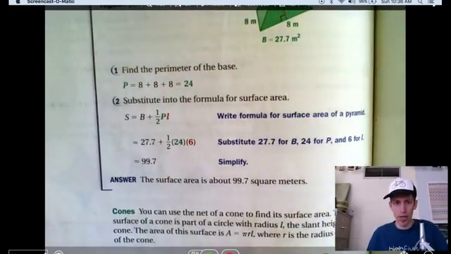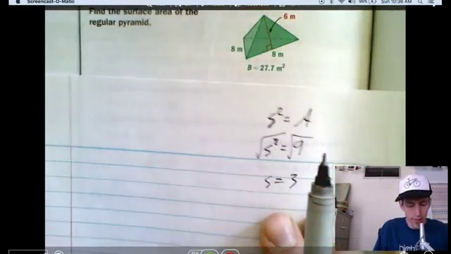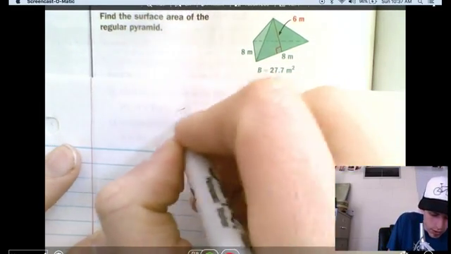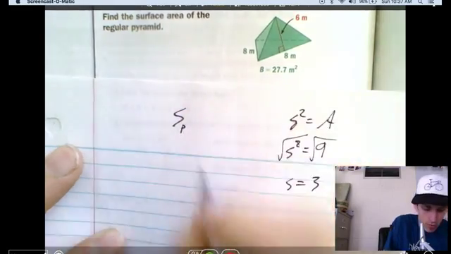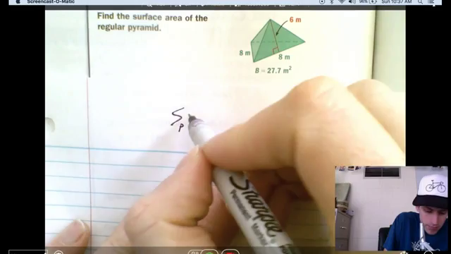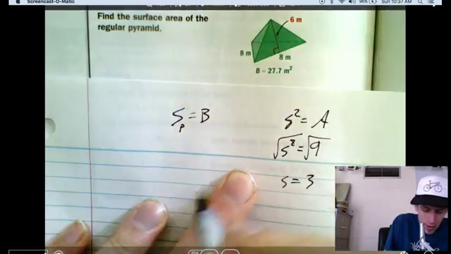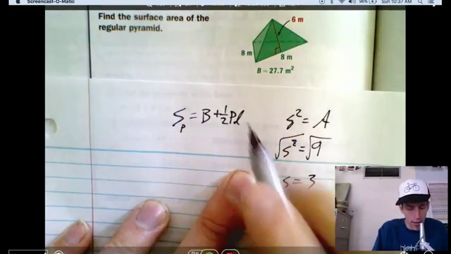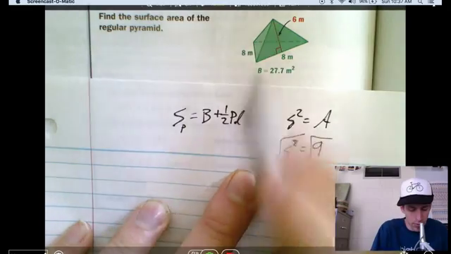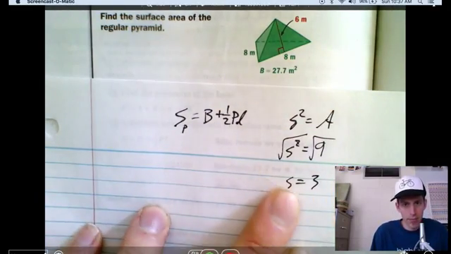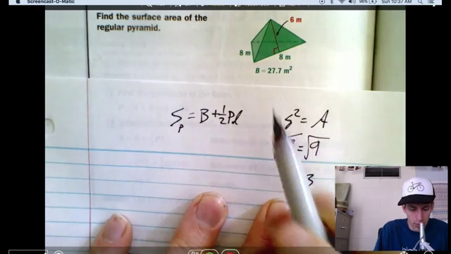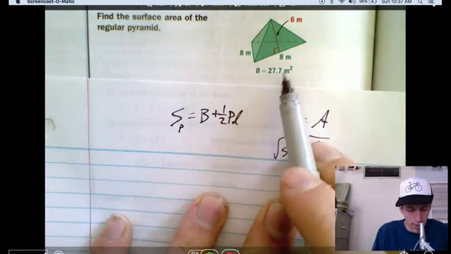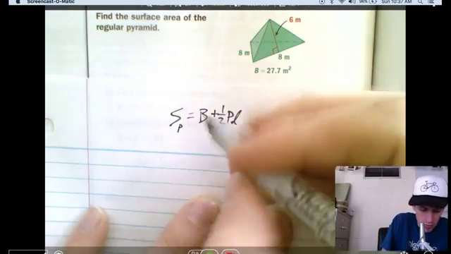By the way, the ticket for success here, guys, is always to write that formula. Let's see if we can remember it. Surface area of a pyramid equals base area plus 1/2 PL. L is the slant height, P is the perimeter, B is the area of the base. So, area of the base is roughly, they say here, 27.7. How'd they find that? They just gave it to us in this problem. Okay, sounds good.